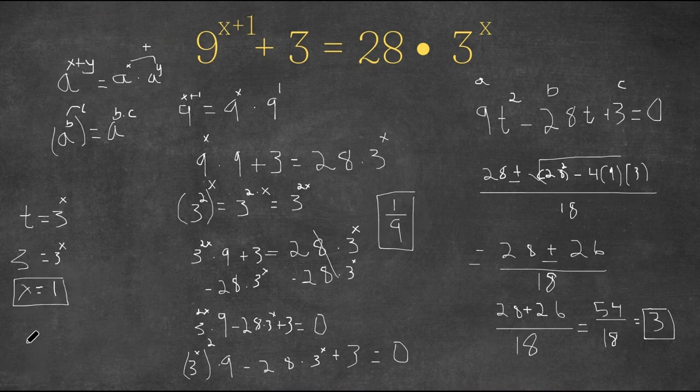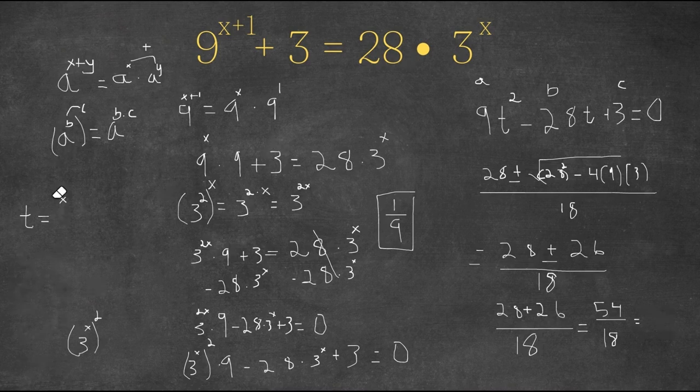And we also have 1/9. So we have 1/9 equals 3 to the power of x, meaning x equals -2. So 1 and -2 are both values that we have for x. So now why don't we plug them in and see if they are right?